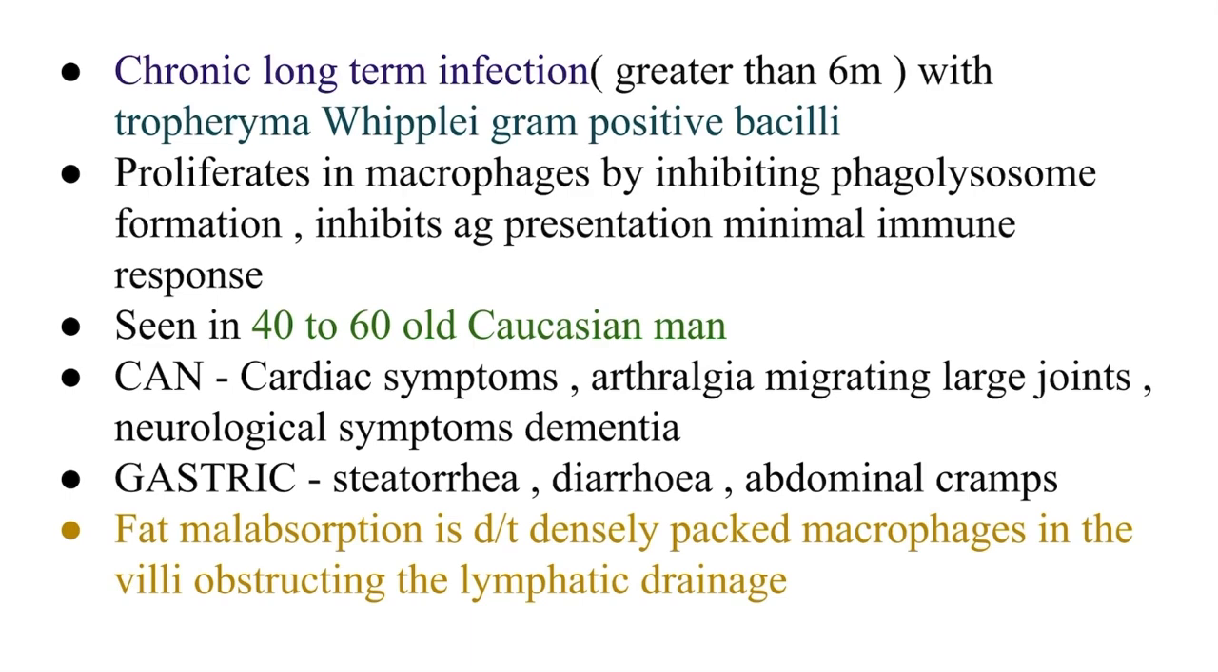Here you can see steatorrhea and diarrhea, and abdominal cramps are also seen. The reason for steatorrhea or fat malabsorption is densely packed macrophages. We have already said this bacteria is proliferating in the macrophages, which means the macrophages increase in number. So in the villi you can see accumulation of macrophages, which obstructs or blocks the lymphatic drainage. That's why there is fat malabsorption.